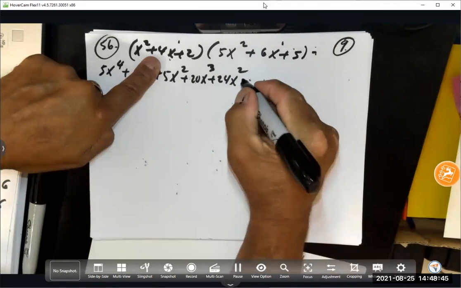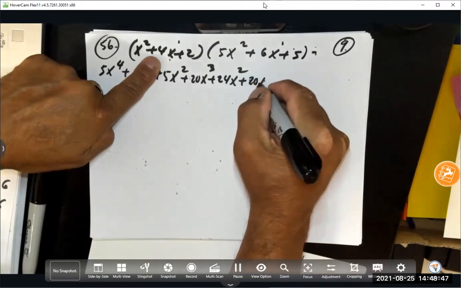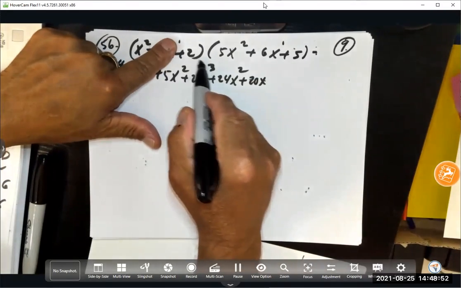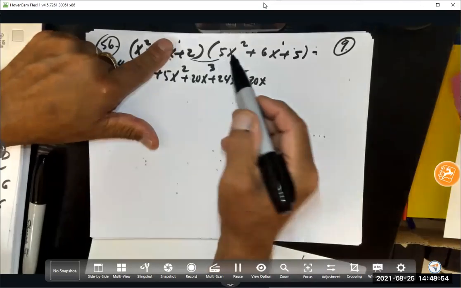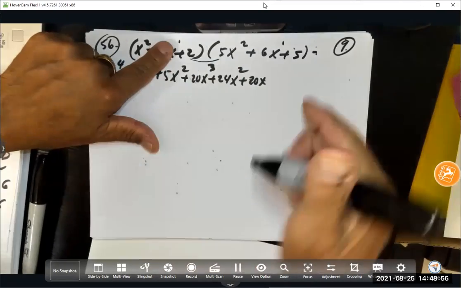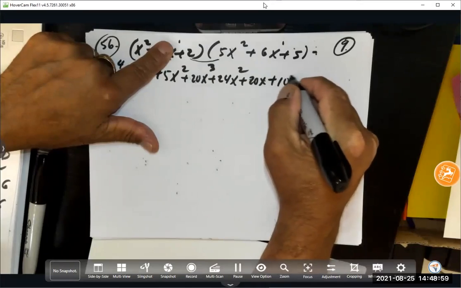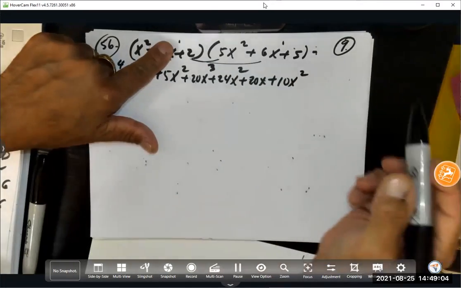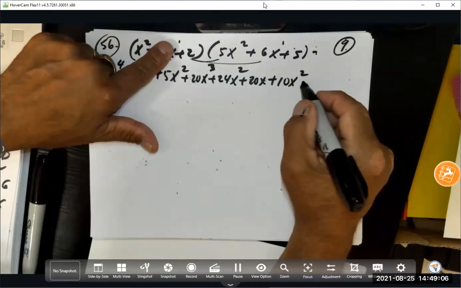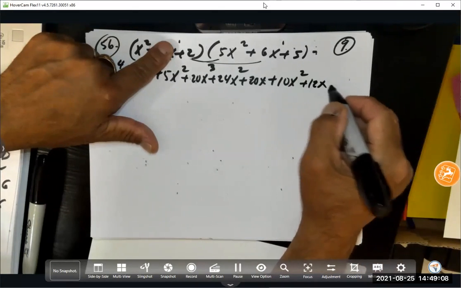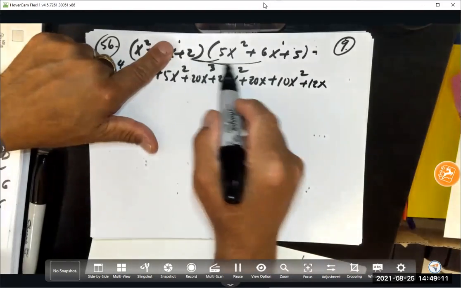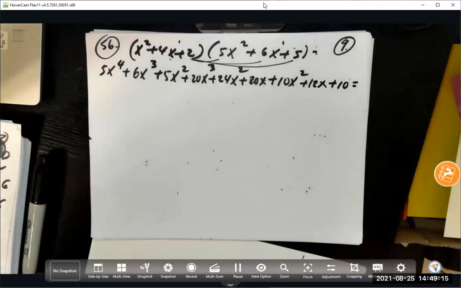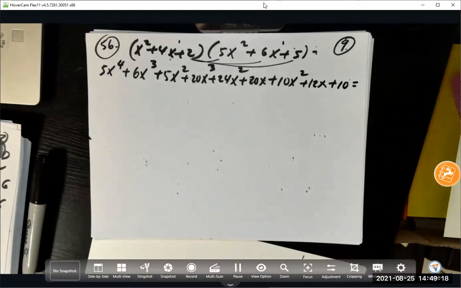20x, yes. All right, so now the next number. 2 times 5x squared, what do you think that's going to be? 10x squared, yeah, that's right. And what's 2 times 6x going to be? 12x. And what's 2 times 5 going to be? Positive 10.